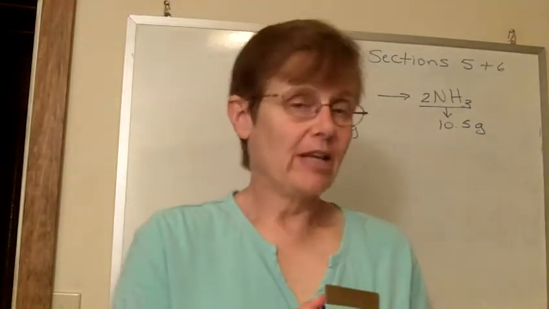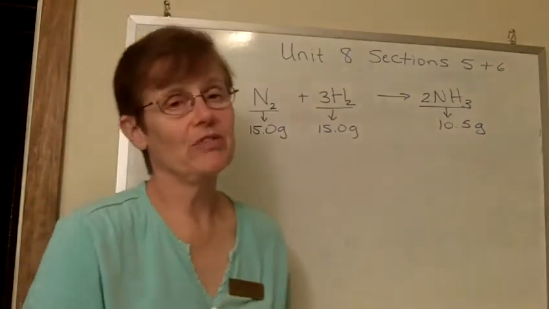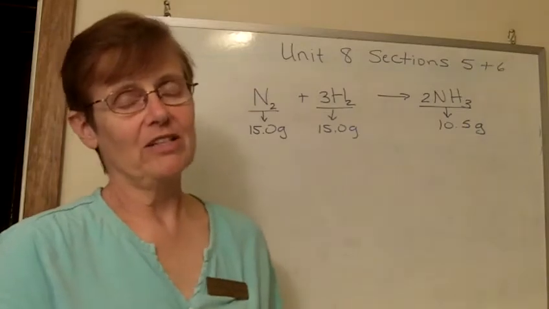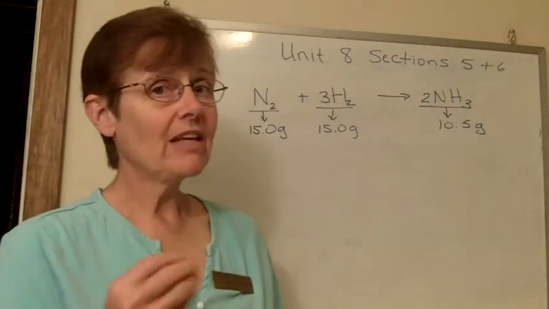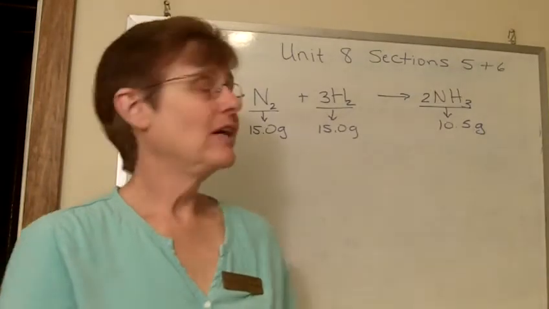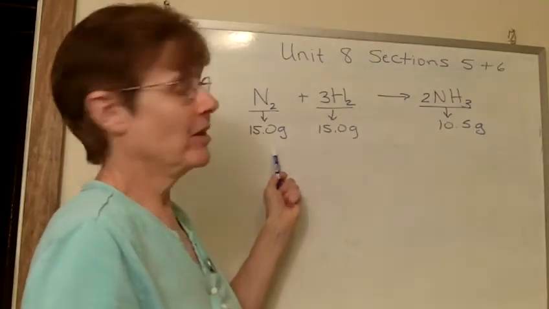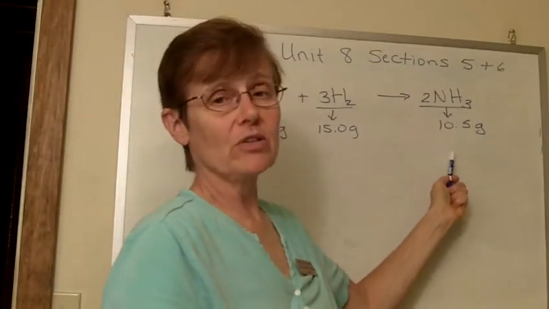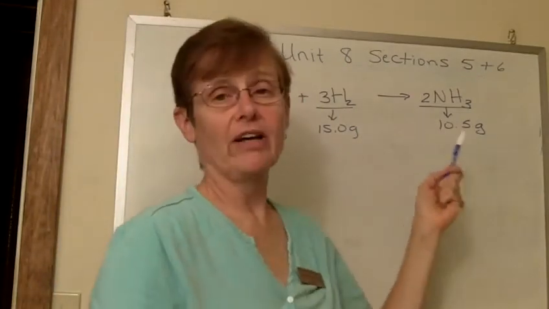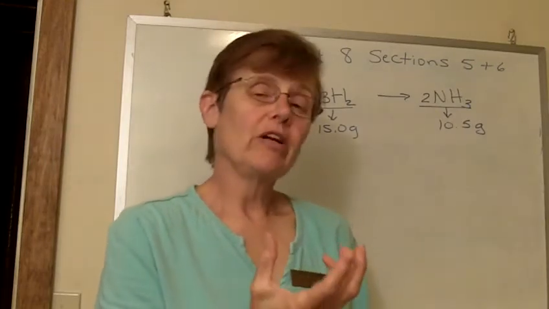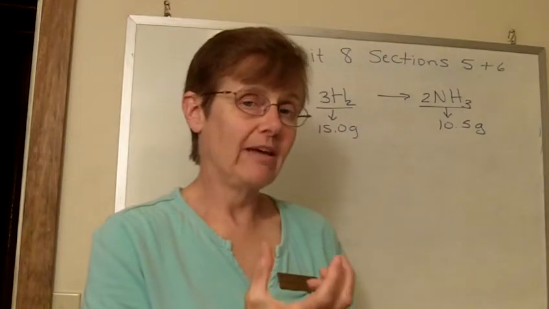So let's look for an example at the reaction we have on the board. You've seen this reaction lots of times before. We've got nitrogen and hydrogen combining to make ammonia. Now we are actually going to be told at the very beginning of this problem how much nitrogen we started with, how much hydrogen we started with, and in this case we're also going to be told how much product we were able to recover. In other words, how much product we captured that we could use again.